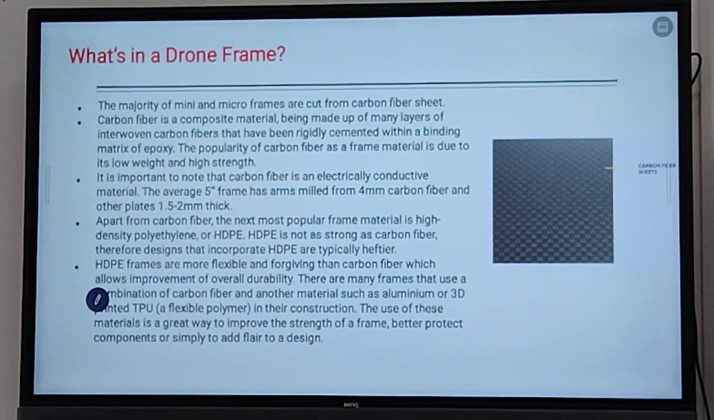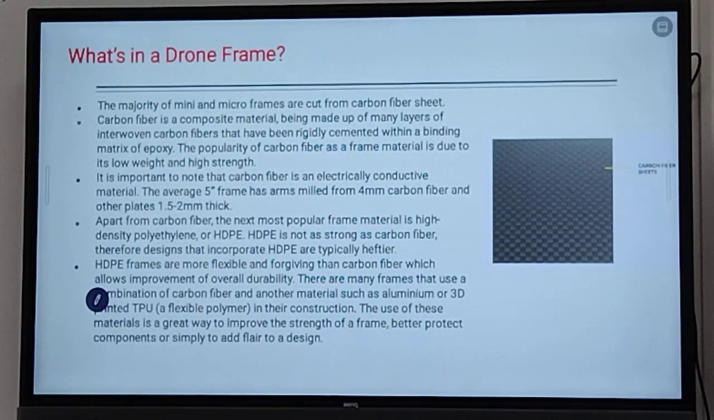Apart from carbon fiber, the next most popular frame material is high density polyethylene, or HDPE. HDPE is not as strong as carbon fiber. Therefore, designs that incorporate HDPE are typically heavier. HDPE frames are more flexible and forgiving than carbon fiber, which allows improvement of overall durability.